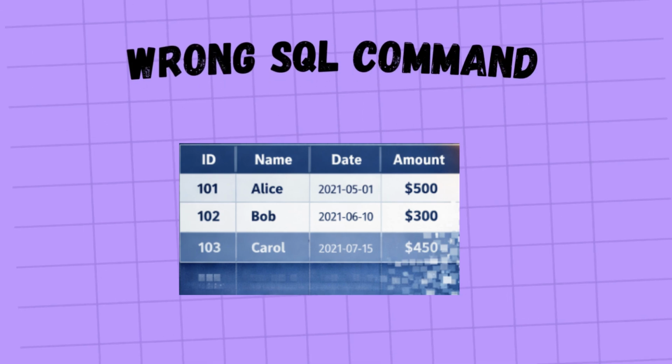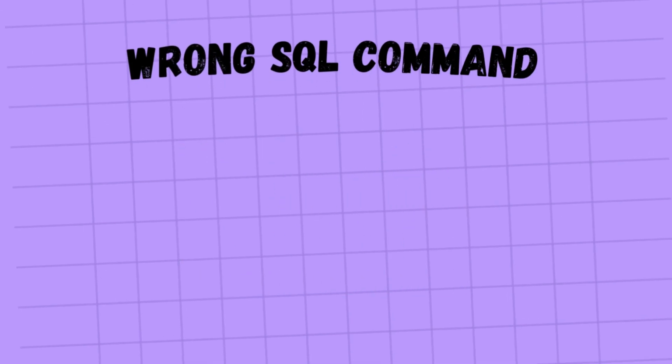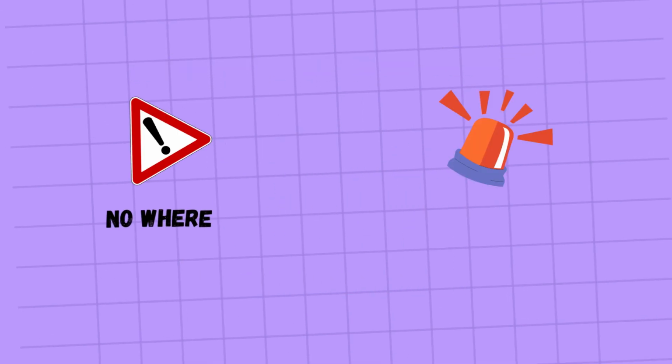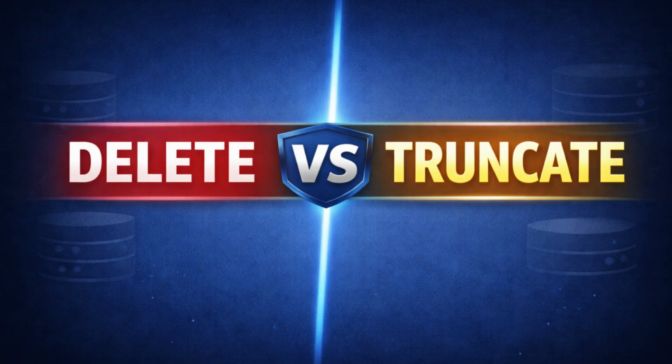I once ran a single SQL command and the entire table was gone. No WHERE clause, no undo button, and that's when I learned the real difference between DELETE and TRUNCATE in SQL Server.